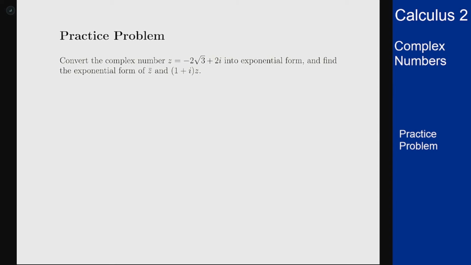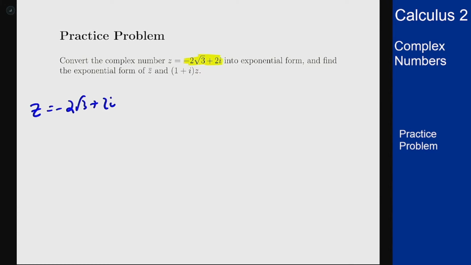In this example, we want to convert a complex number into exponential form and use that to find the exponential form of the conjugate as well as the product of the different complex number. So our first task here is to take the complex number given here, minus 2 root 3 plus 2i, and convert that into exponential form.